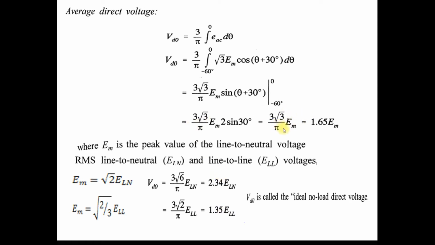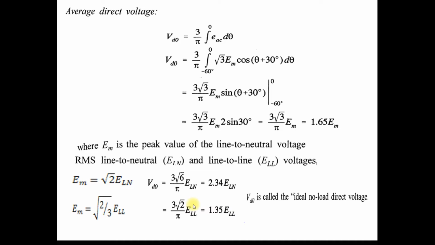You can write VD0 this way, in terms of the peak value, in terms of the line to neutral voltage as well as the line to line voltage. In an example, suppose the peak value is given. Then you write down this equation to find the average direct voltage. Suppose the line to neutral voltage is given. You can use this equation. For line to line voltage, you can use this. Clear? So this VD0 gives the average direct voltage.